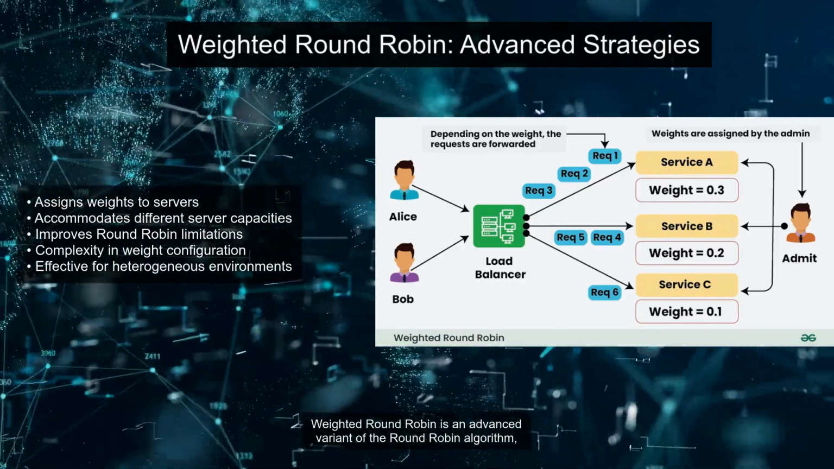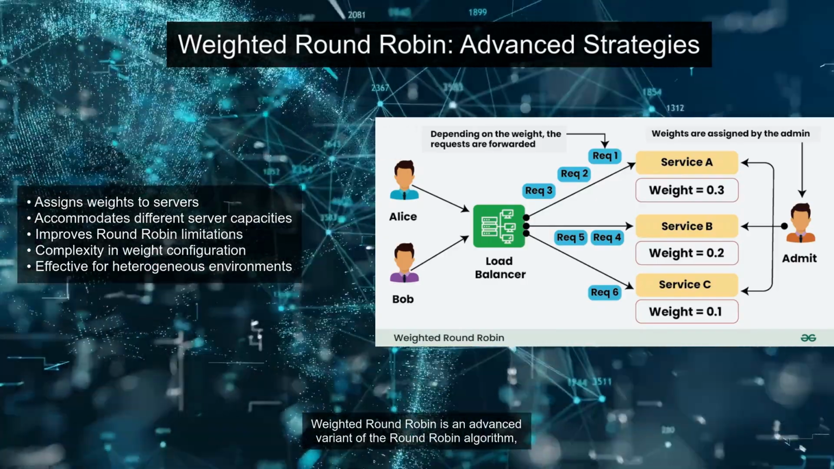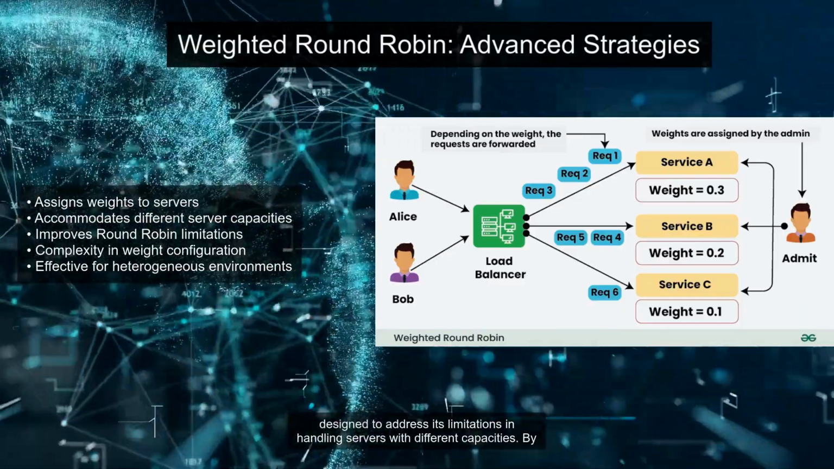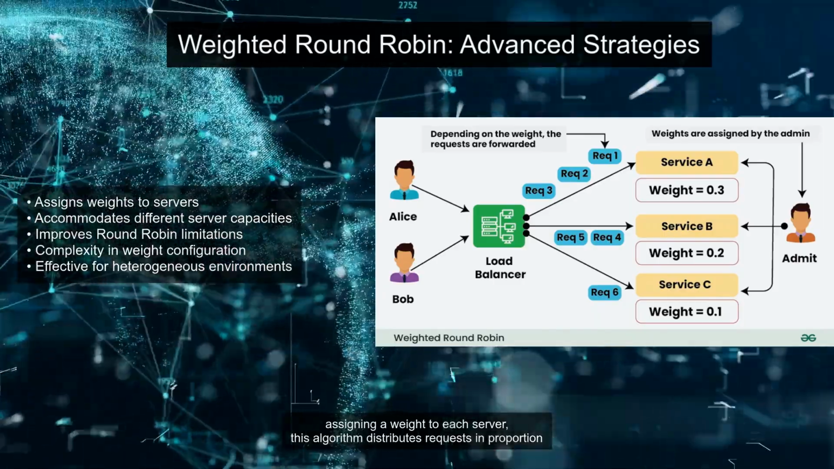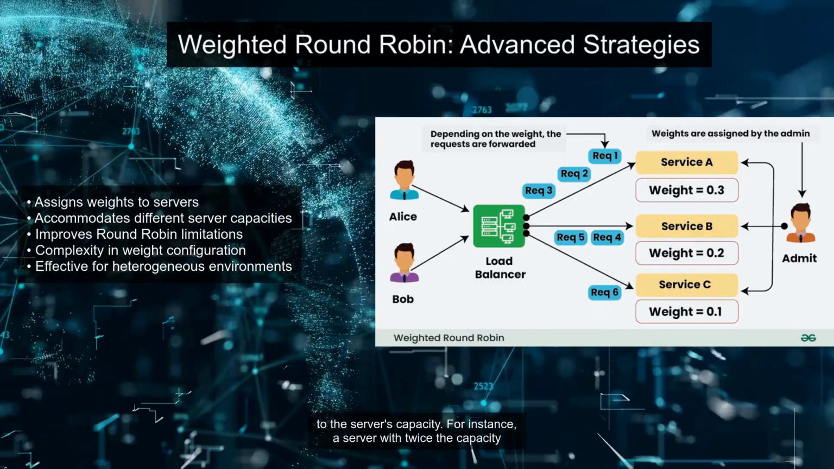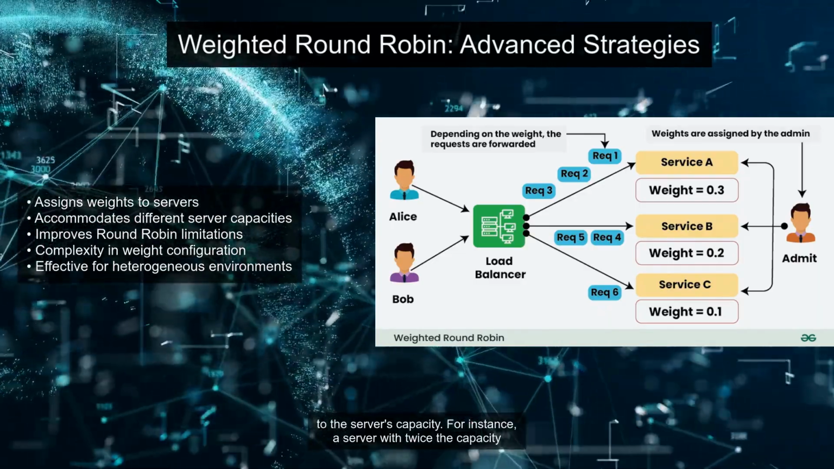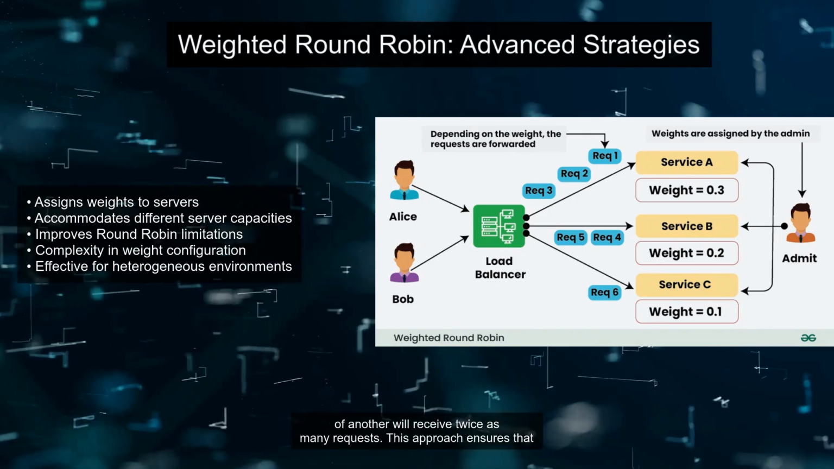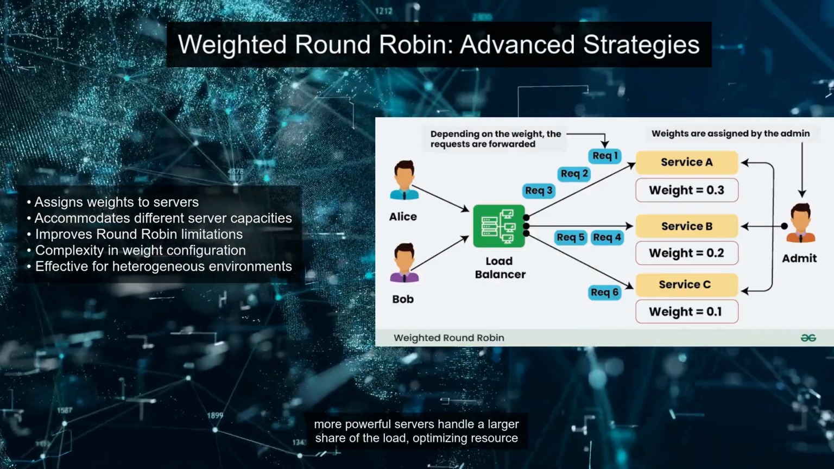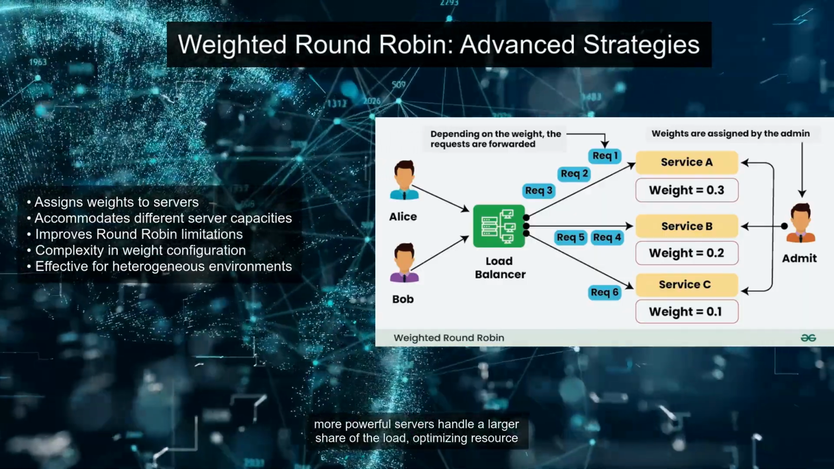Weighted round robin is an advanced variant of the round robin algorithm, designed to address its limitations in handling servers with different capacities. By assigning a weight to each server, this algorithm distributes requests in proportion to the server's capacity. For instance, a server with twice the capacity of another will receive twice as many requests. This approach ensures that more powerful servers handle a larger share of the load, optimizing resource utilization across the network.